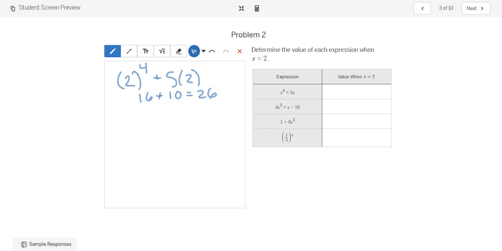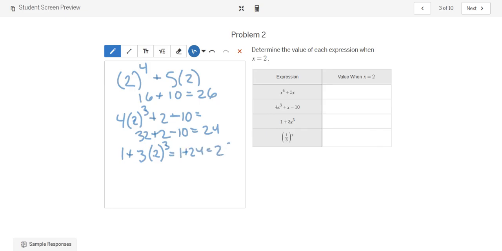The next one is 4 times 2 to the third power plus 2 minus 10. 2 to the third power, the exponent has to go first, is 8 times 4 is 32, plus 2 is 34, minus 10 is 24. Then I've got 1 plus 3 times 2 cubed, I forgot for a second. 8 times 3 is 24. So I've got 1 plus 24 equals 25.